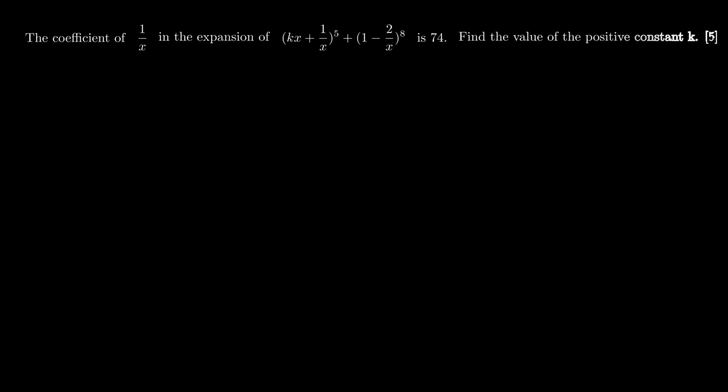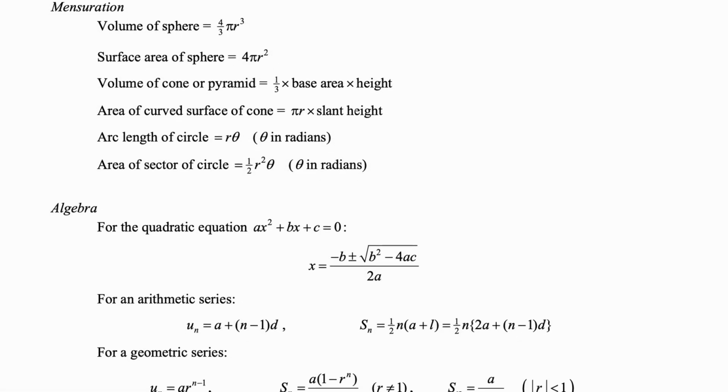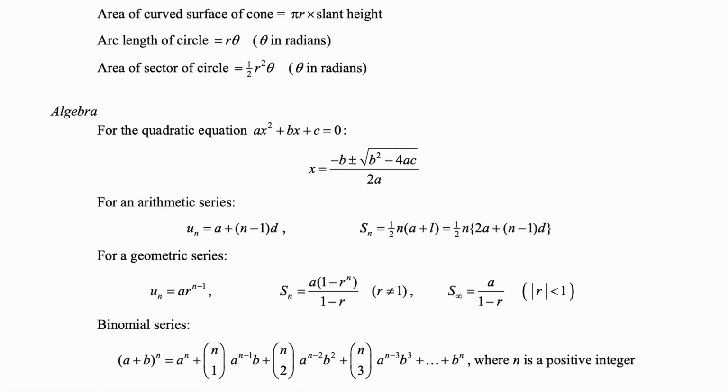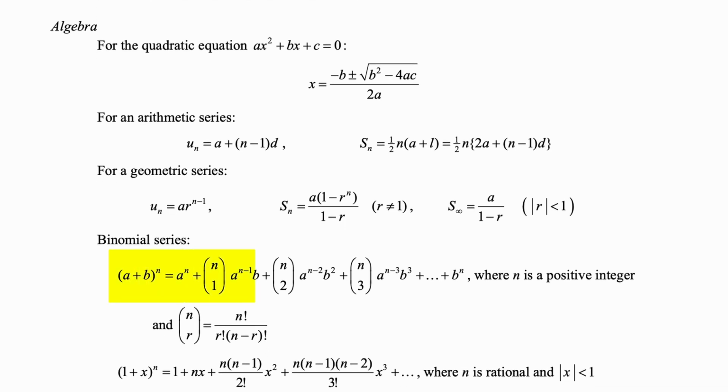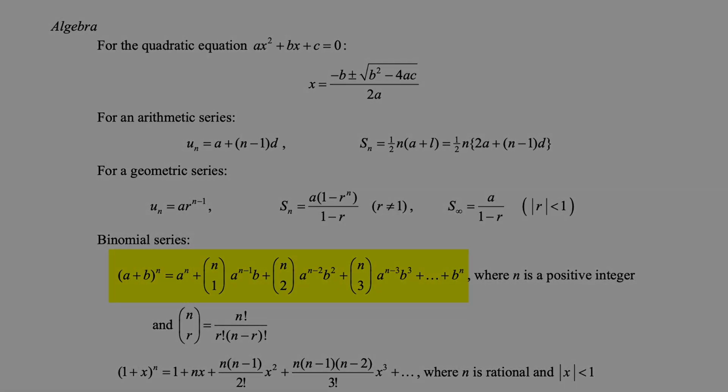Okay, problem 2 says the coefficient of the reciprocal of x in the expansion of the addition of 2 binomials is 74, and it is asking us to find the value of the positive constant k. So the first thing to do here is go back to the MF19 formula sheet and remind ourselves of the formula of the binomial series. There it is. Now that we have it, let's write it down on our paper.